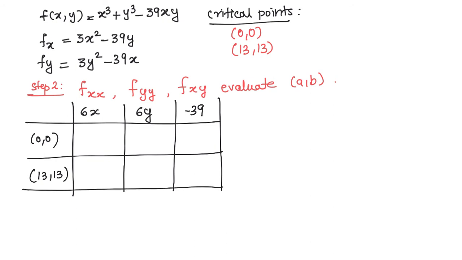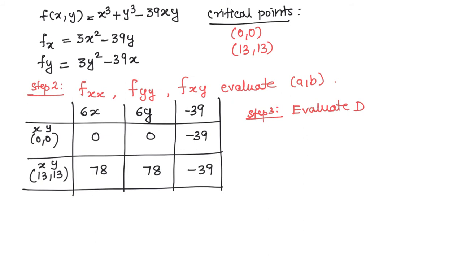So we will substitute, you can think this is x and y, corresponding x and y, and substitute 0. So this will be 0, this will be 0, this is negative 39. Since there is no variable, this will be 6 times 13, that is 78, and this is also 78, 6 times 13, and this is negative 39. After that, we will find D. So next step is step 3, evaluate D.